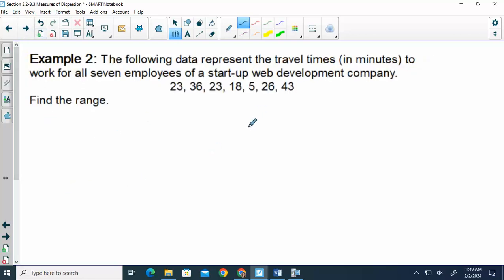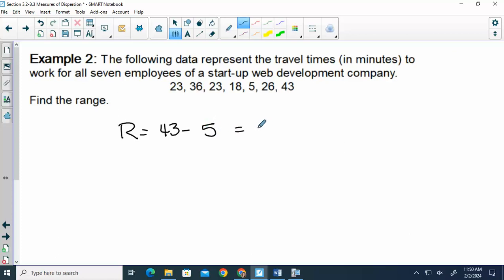So if I went to my example from yesterday with my 7 employees, my range is, what's my highest commute time? What's my smallest?